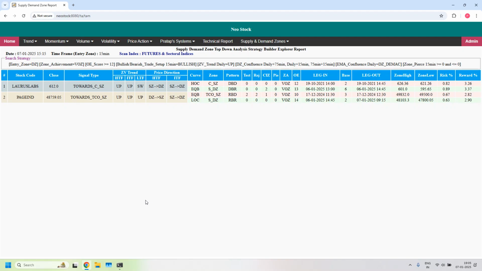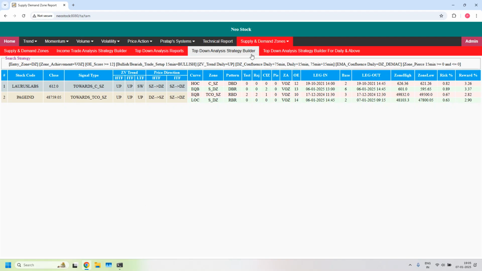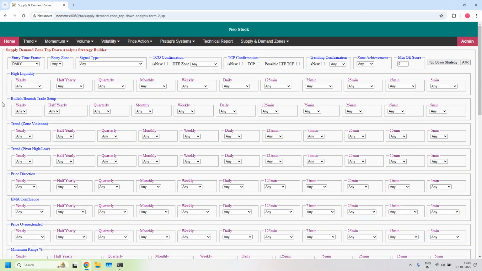And moreover, both these 15 minutes demand zones are high liquidity demand zones, S_DZ. Okay. Next, we will look for bearish trade setup for daily income trade. Entry time frame is 15 minutes. Entry zone is supply zone. In bullish or bearish trade setup at 15 minutes time frame, I am selecting bearish.